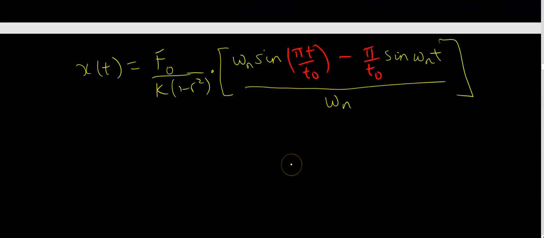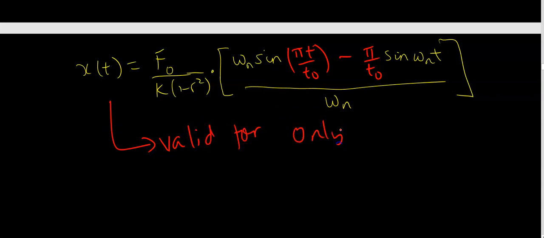What is this solution valid for? What time range? This solution is only valid for t less than or equal to t naught, greater than or equal to 0. But you can go back to that Laplace video that I did for this problem, and you can recognize that this is the only solution we need to move on to solve the entire problem. We of course take into consideration time delay and basically use superposition to solve the problem.